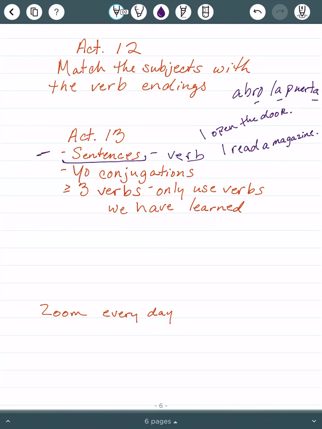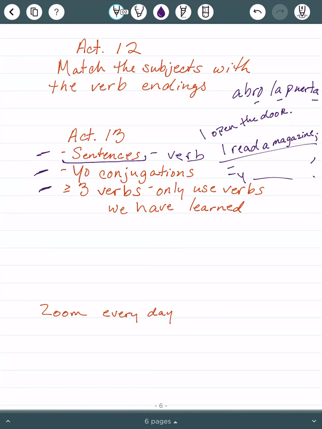But definitely sentences, and I'm going to say use at least 3 verbs on each of these questions. So on Monday, don't just tell me I read a magazine. Tell me 2 other things that you do. So you could do that as one long sentence with commas, and then a period at the end, or you could have 3 short sentences. It's up to you. But these are all going to be yo conjugations, things that you do.